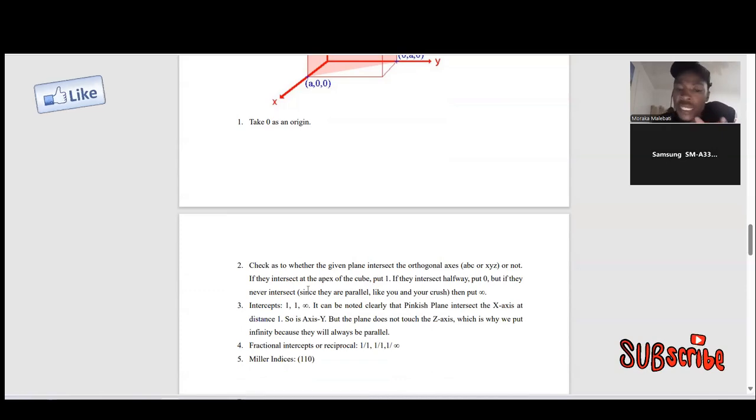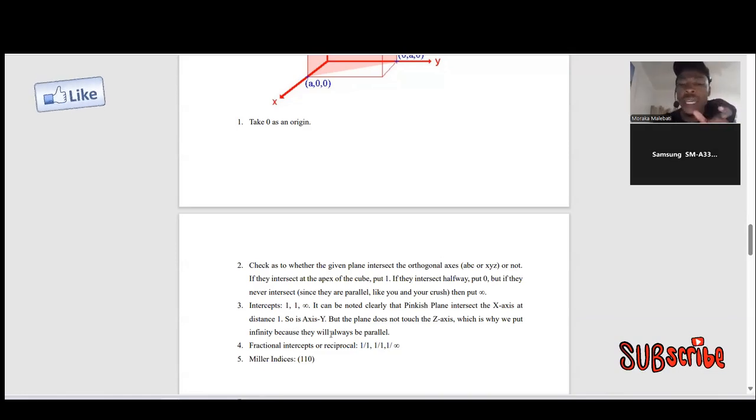But if they never intersect, it means they're parallel to one another. You put infinity, which is, 1 over infinity is basically 0. So by looking at that plane, you have seen we have got the intersection at 1 and infinity. So it can be noted that the pinkish plane intersects the x-axis at the distance 1.